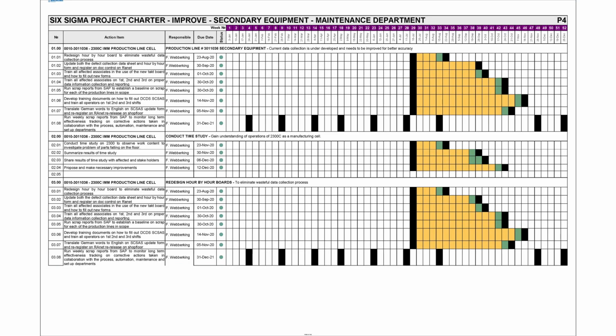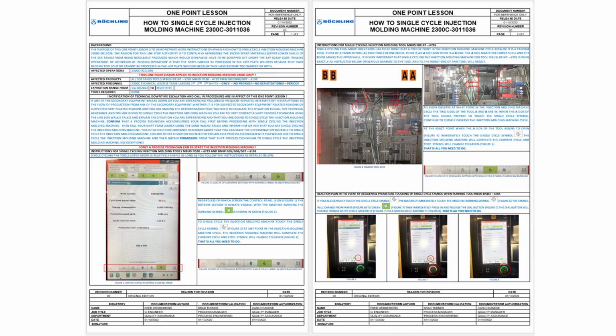This is the improved phase of my project. Well over 100 improvements had to be done in order to fix this problem that I had discovered in the analyze phase of the project. This was the improved phase, corrective actions for the maintenance department. And what you can see here is just page 1 of 10.